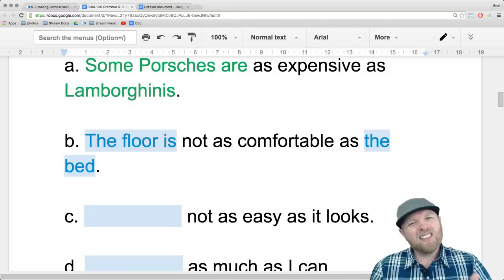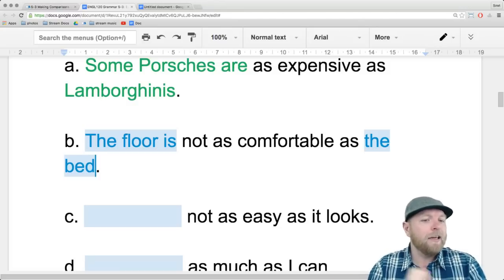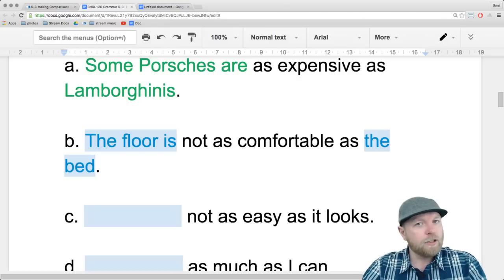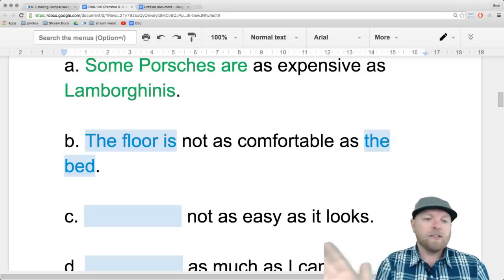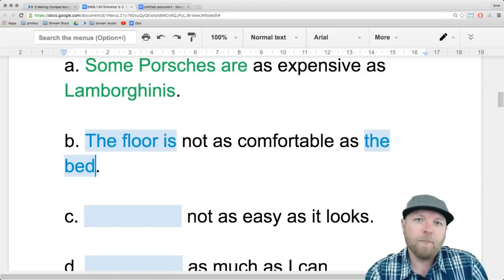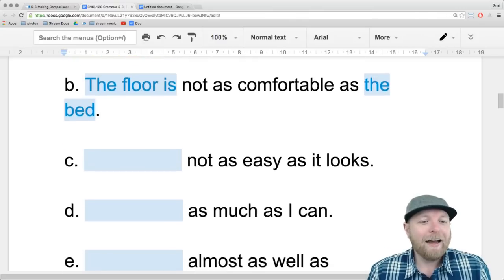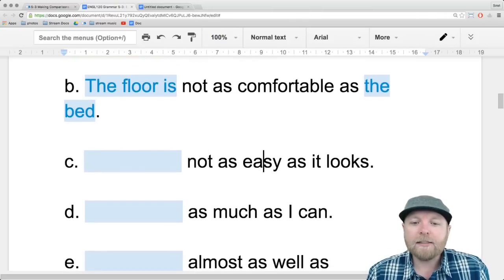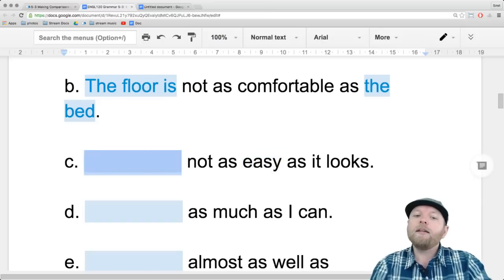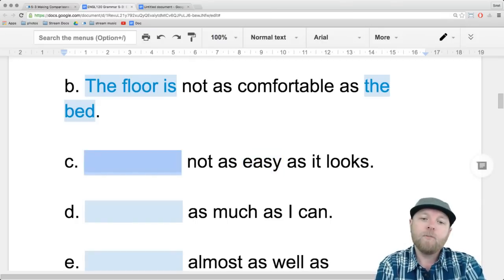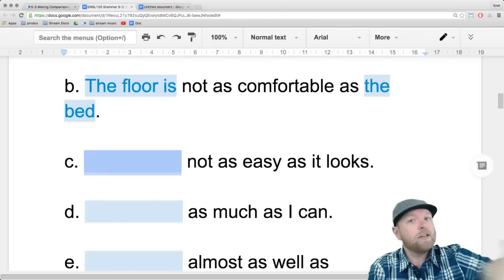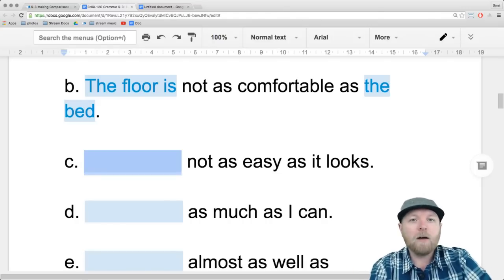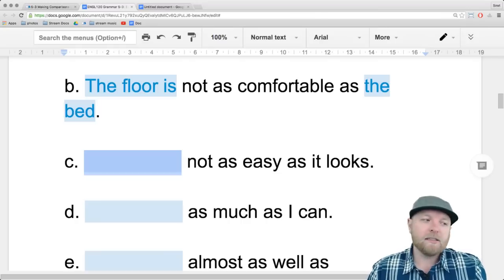So I know this is a lot of typing, guys, but in the chat, if you want me to check your answer, please write B, the floor is not as comfortable as the bed. Please type everything, okay? C, not as easy. This is an adjective, so we need a linking verb, right? Okay, so this is the last exercise. Again, in the chat, please type the letter and your sentence. Okay, and I'll come back in about 4 minutes or so.